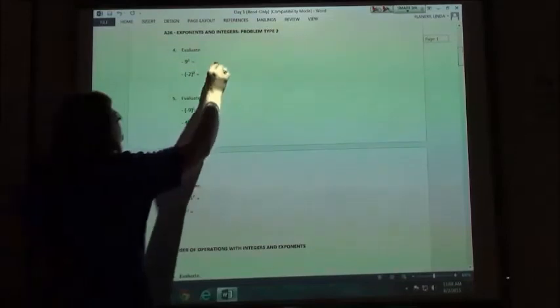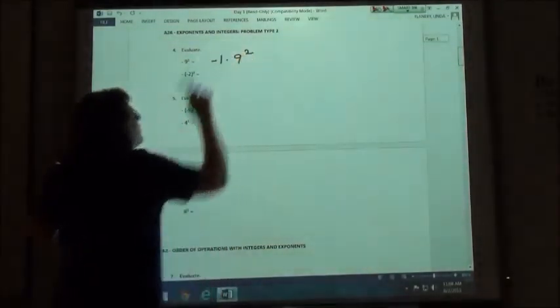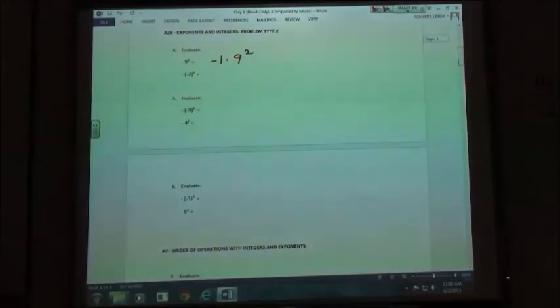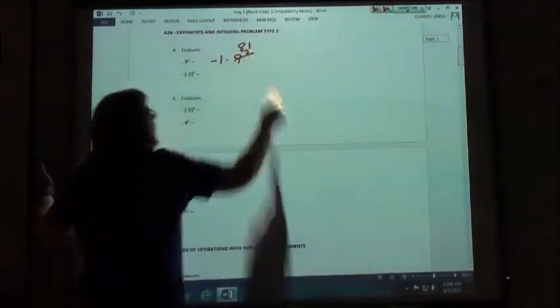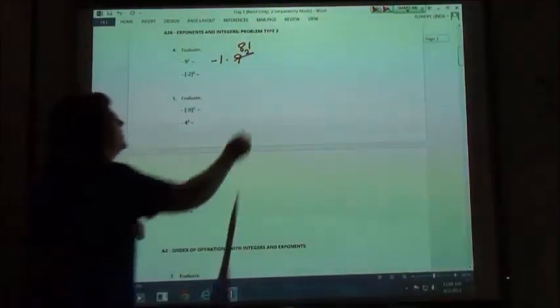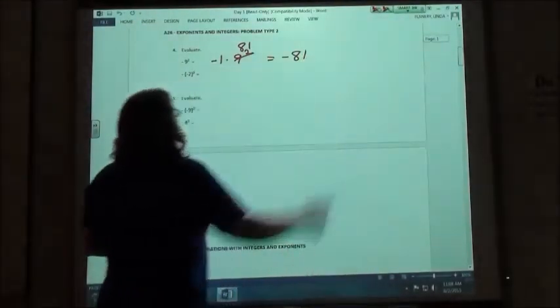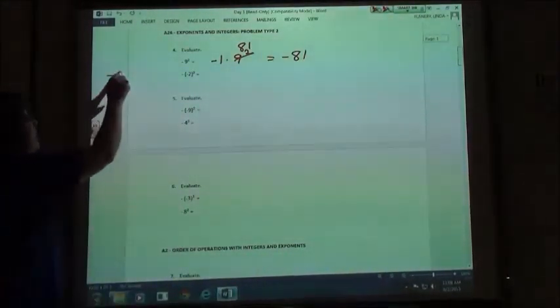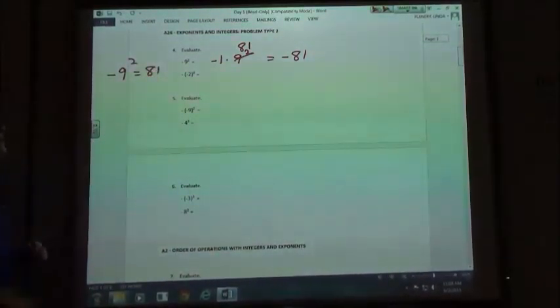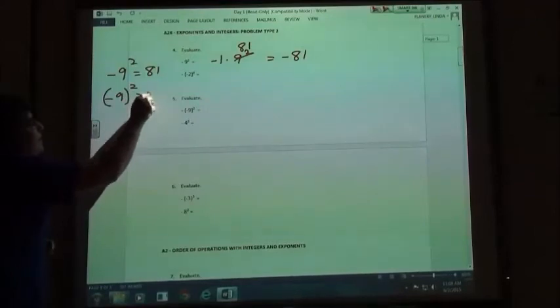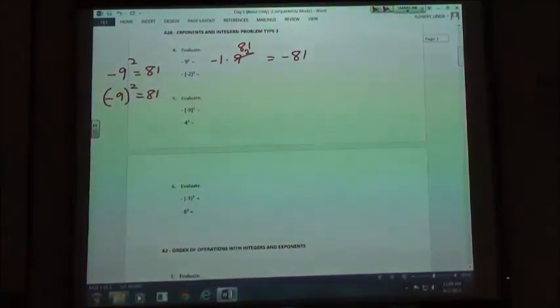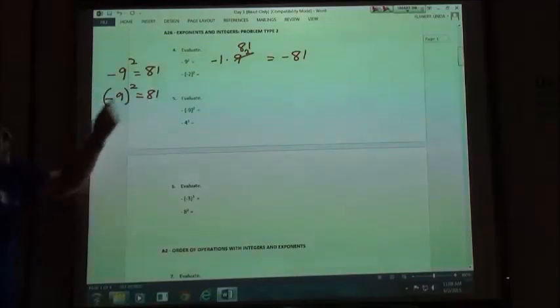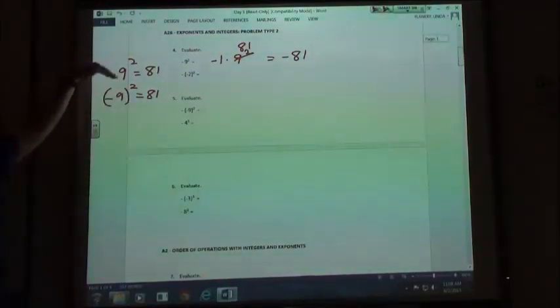So this really means -1 times 9 squared. If I follow my order of operations, I have to do the exponent before I do the multiply. So I would square 9 first, and then multiply that by -1. So this answer ends up being -81. People always try to say that this is 81 because they forget that these two things are not the same thing, right? One has the parentheses around the negative, the other one doesn't have the parentheses around the negative. So here the negative is squared. Negative times the negative makes it positive, but here the negative is not squared, just the 9 is.